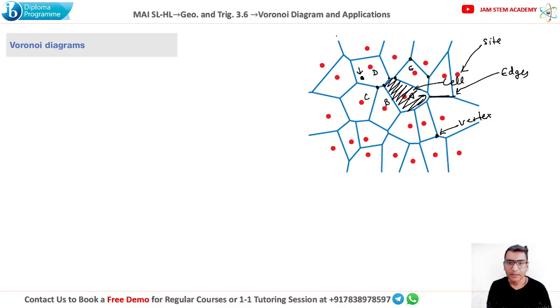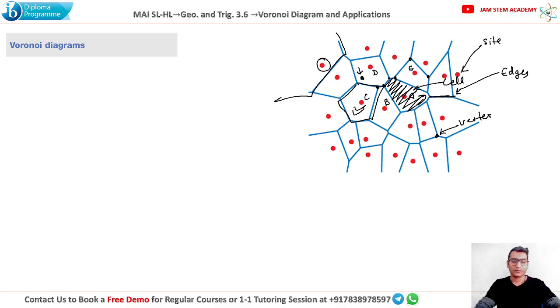See here, for this particular site, the area is infinite, right? There is no end at all. So in this case, it is not a finite cell. It's infinite. Like C, which is bounded by these edges, so yes, it is finite.